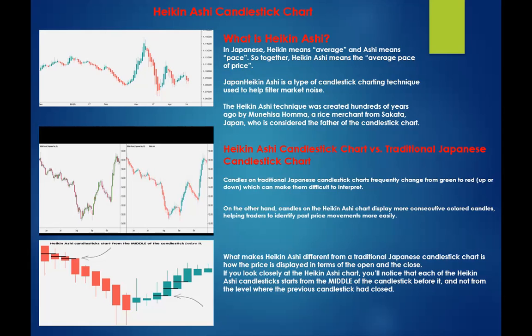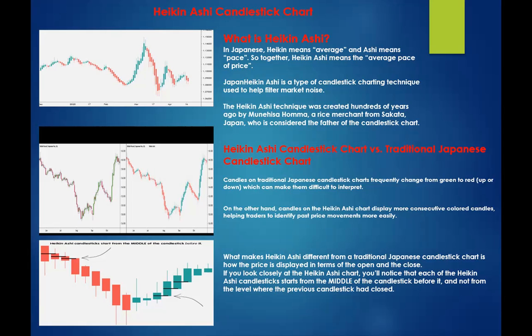But if you look at the Heiken Ashi candlestick, it gives you a clear view of what the trend is doing. It's not trying to confuse you with different colors of buying and selling in an uptrend. What makes Heiken Ashi different from the traditional Japanese candle chart is how the price is displayed in terms of open and close.